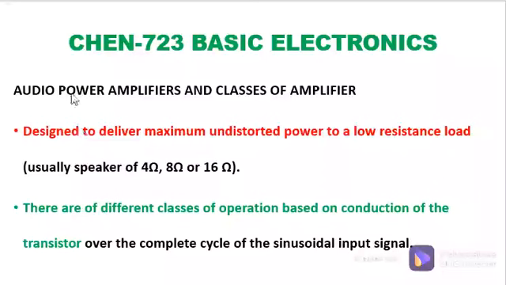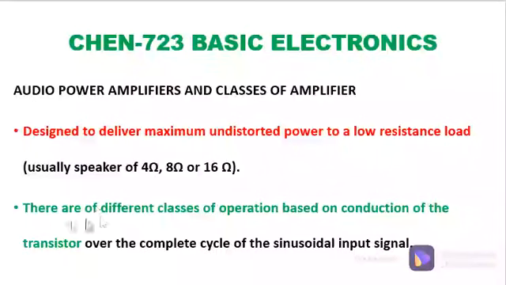So the audio power amplifiers, as we know, they are the devices that we use as public address systems in our places of worship and in our ceremonies. Now these audio power amplifiers are designed with the aim of delivering maximum undistorted power. That is, the waveform of the input should remain the same. The only thing that differs is what? The amplitude. And they are connected to resistance load. These resistance loads, they are nothing but the speakers, and they have low resistance. It is either 4 ohm, 8 ohm or 16 ohm.